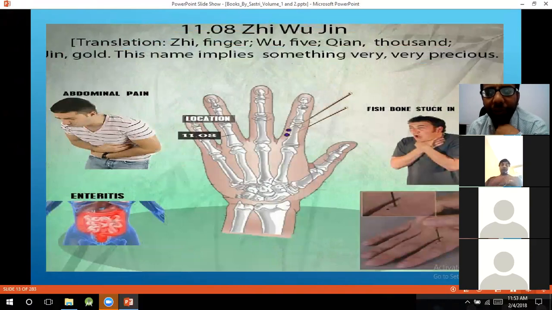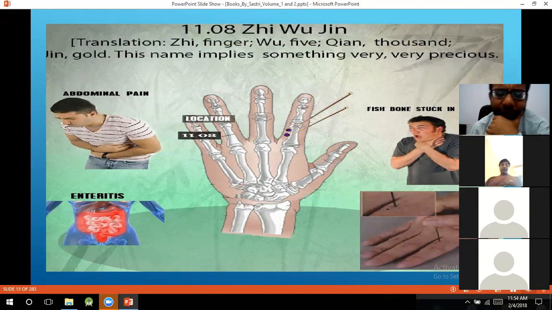So here comes 11.08. This is called the C and U5 open thousand gene, and the name implies something very precious. So what will you do? 11.08 is a very good point.